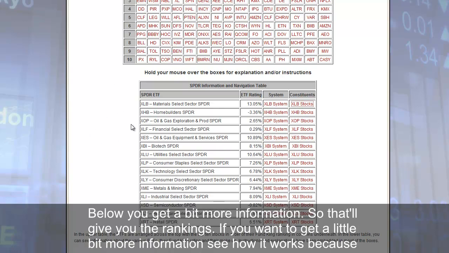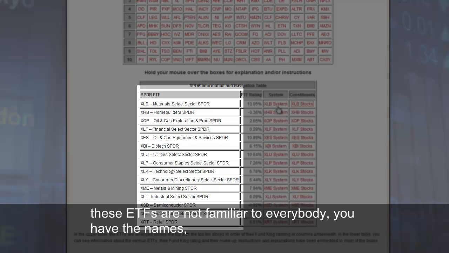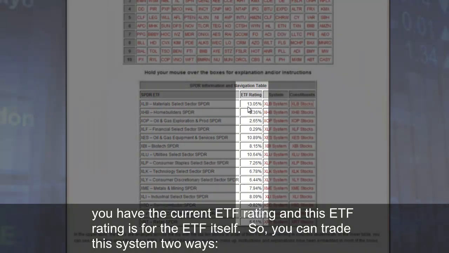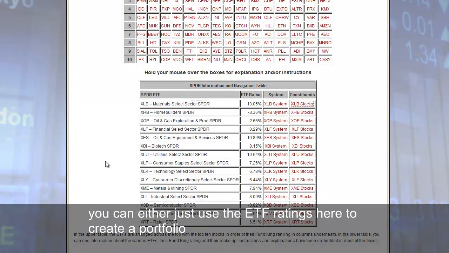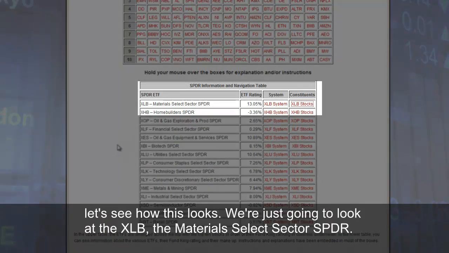If you want a little bit more information to see how it works, because these ETFs are not familiar to everybody, you have the names, you have the current ETF rating, and this ETF rating is for the ETF itself. So you can trade the system two ways. You can either just use the ETF ratings here to create a portfolio, or you can go in and create a portfolio with the individual component stocks. So without further ado, let's see how this looks.